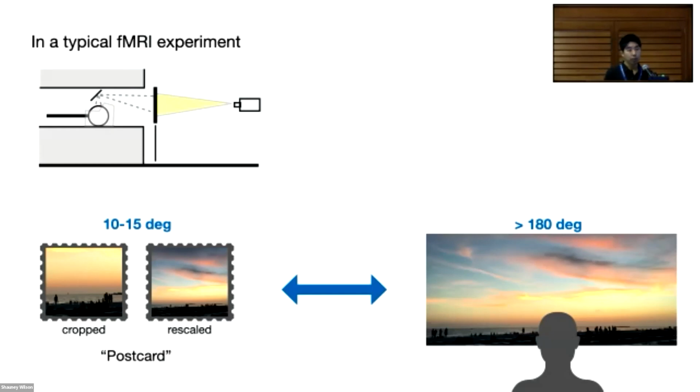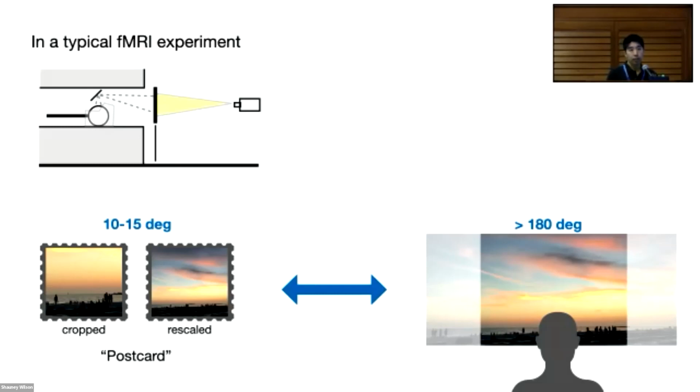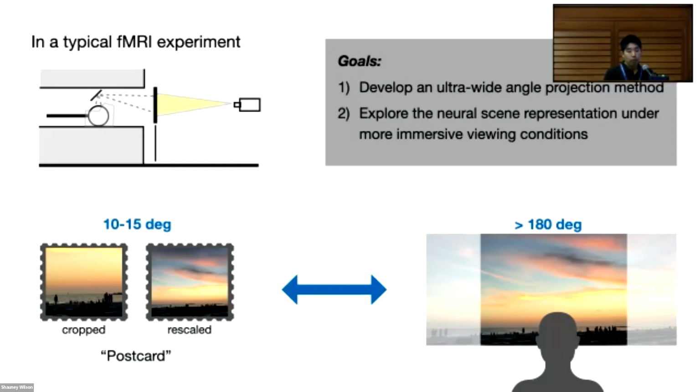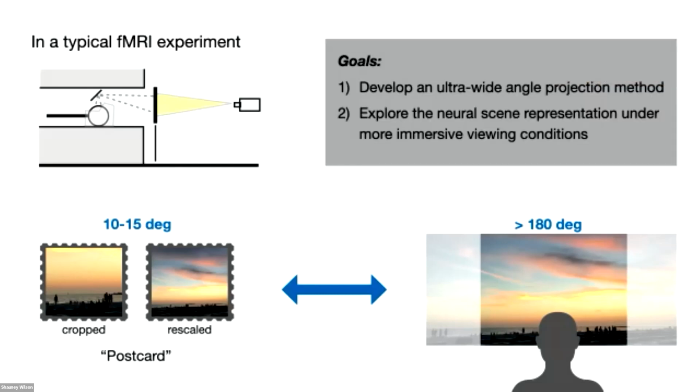And not only are they different kinds of experience, but more theoretically, there could be a fundamentally different processing mechanism for the far peripheral visual information. And this could be especially important for understanding scene perception. So the goals of these projects are, first, to develop an ultra-wide-angle projection method, and to explore the neural scene representation under more immersive viewing conditions.